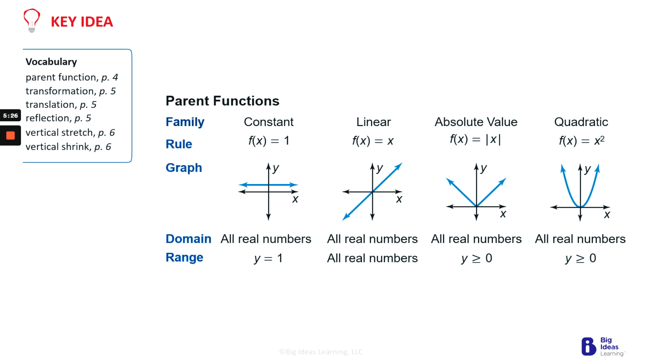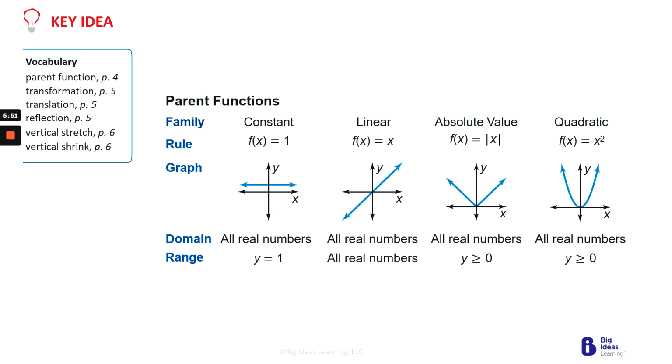Okay. So we have some parent functions listed here. I don't know if you even saw that was there or not. But you have your constant, your linear, your absolute value, and your quadratic. So it's not all 6, but there's 4 of them. What is underneath those? Domain and range. Do we remember these words? Ringing some bells? Don't forget them. They're here to stay. Okay.